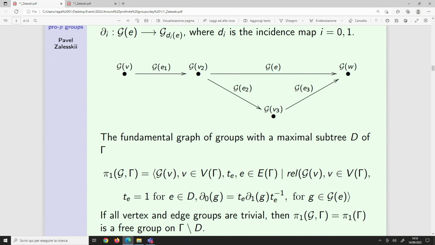Well, a graph of groups is something written on this picture. We have a usual graph, and then on every vertex sits a vertex group, on every edge sits an edge group, and then we have these two embeddings from the edge group into the vertex groups for every edge, which I will call boundary homomorphisms.